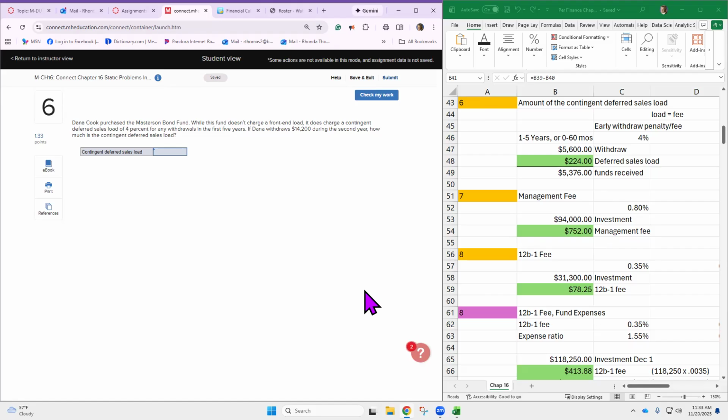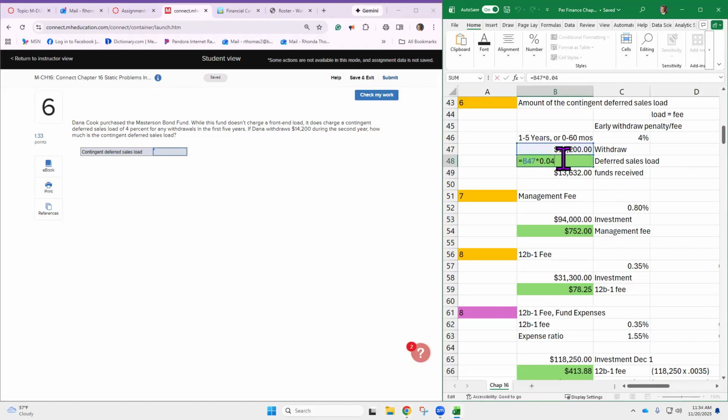Dana has purchased a Masterson bond fund. While the fund doesn't charge a front end load, what that means is there was nothing charged to that person when they established it. It does have a contingent deferred sales load of 4% for any withdrawals in the first 5 years. So their fees do not reduce. Their fee is one amount. It's 4% for any withdrawals in the first 5 years. If she withdraws $14,200 the second year, how much is that contingent load?